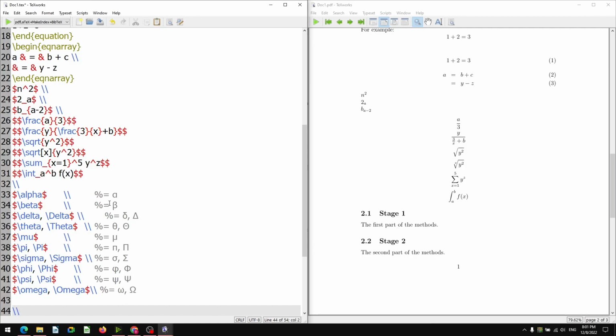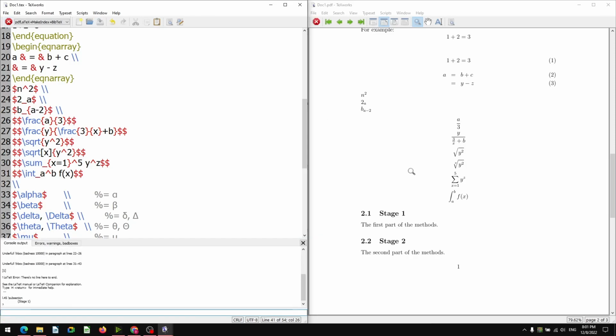Then beta, so this is the beta symbol. Delta and capital delta, small delta, capital delta. Theta and capital theta is like this. Mu is like this. Pi and capital pi are these two. Sigma, capital sigma. Then phi, capital phi. Psi, capital psi. Omega, capital omega. This will be written, and every time a new line is given, double backslash. Let us save it and check whether the output is correct or not. Typeset. So some error is there.